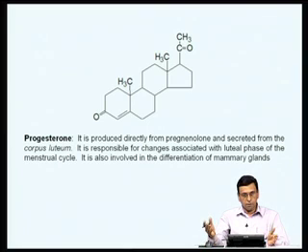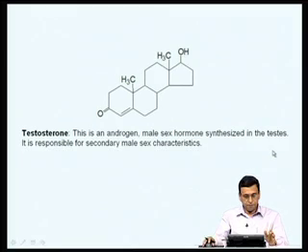Progesterone is a female sex hormone. It is produced directly from pregnenolone and secreted from the corpus luteum of the ovary. It is responsible for changes associated with the luteal phase of the menstrual cycle and is involved in the differentiation of mammary glands. A very important hormone in the case of females.